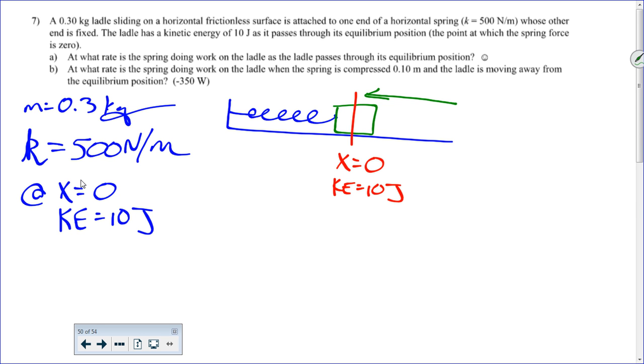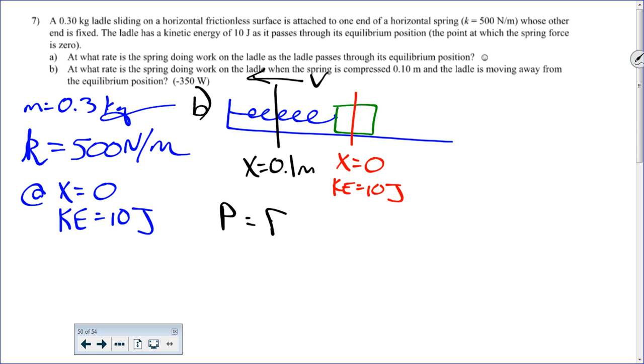So question B says, at what rate is the spring doing work on the ladle when the spring is compressed? Let me clean up my drawing here. So here's part B. The spring is compressed 0.1 meters, and the ladle is moving away from the equilibrium position, so it's moving that way. Follow? All right, so to find that power, I need to calculate what two things? Force and velocity, right? Power is force dot velocity.